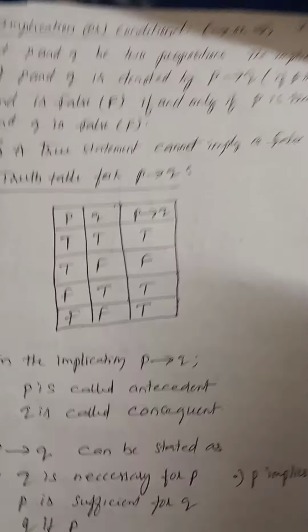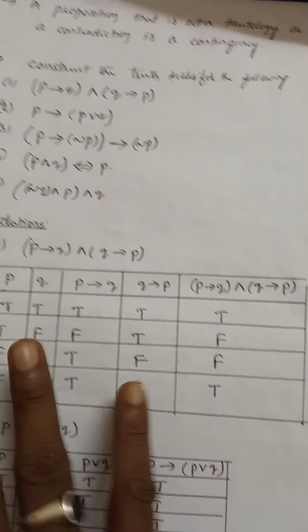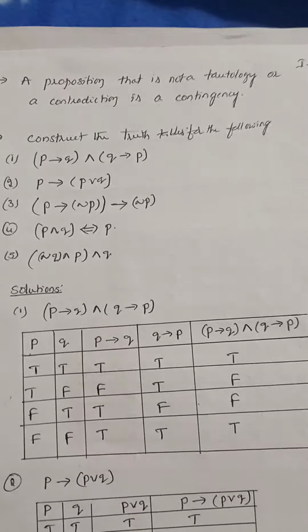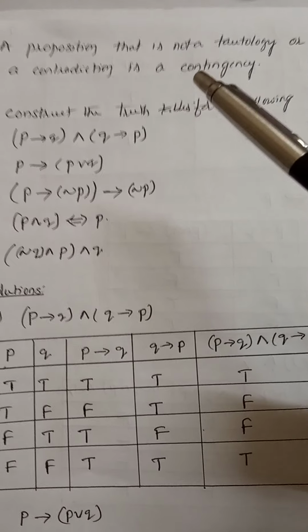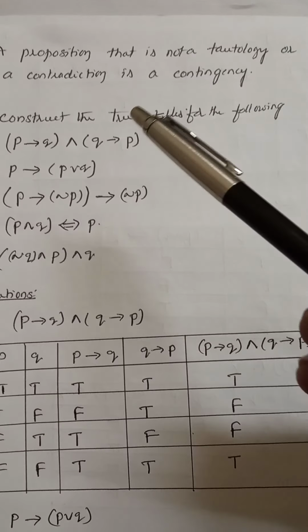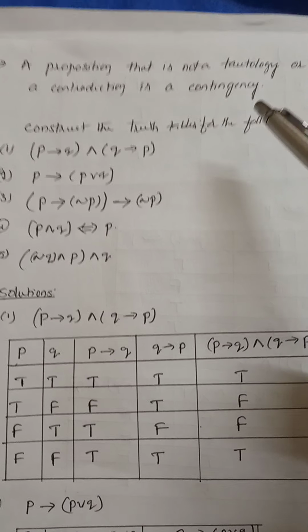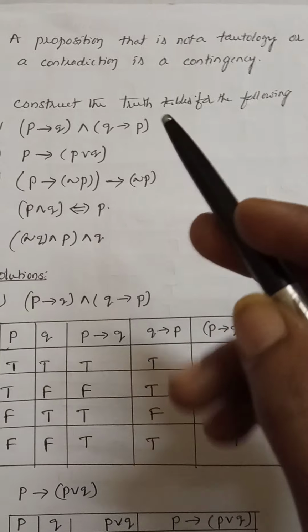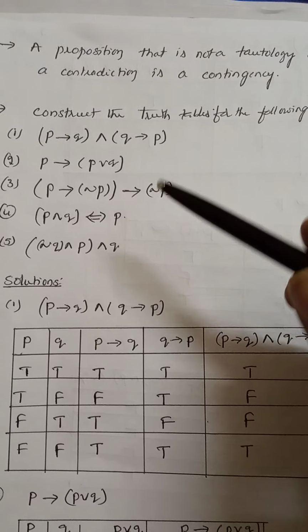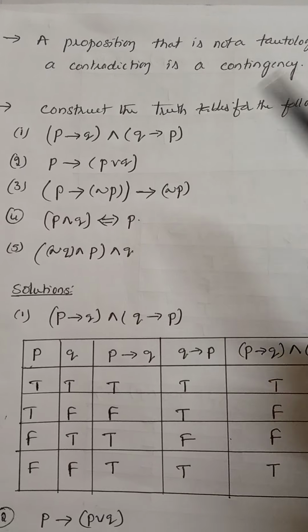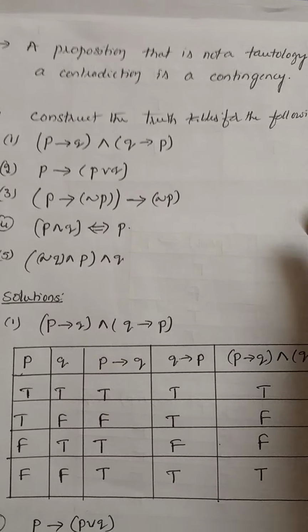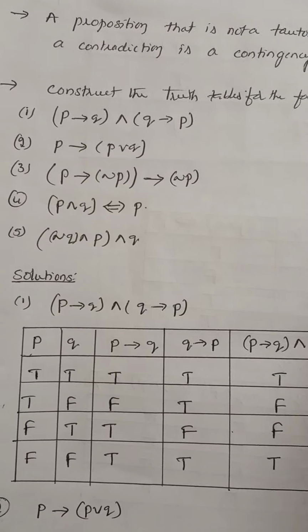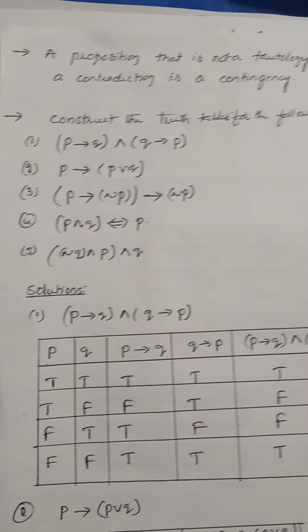This one is over now. Right. Next one. A proposition that is neither a tautology nor a contradiction is called a contingency. It is another point. Now construct the truth tables for the following questions. There are 5 questions. We have to construct the truth tables for these propositional statements or compound statements, or you can say propositional functions.